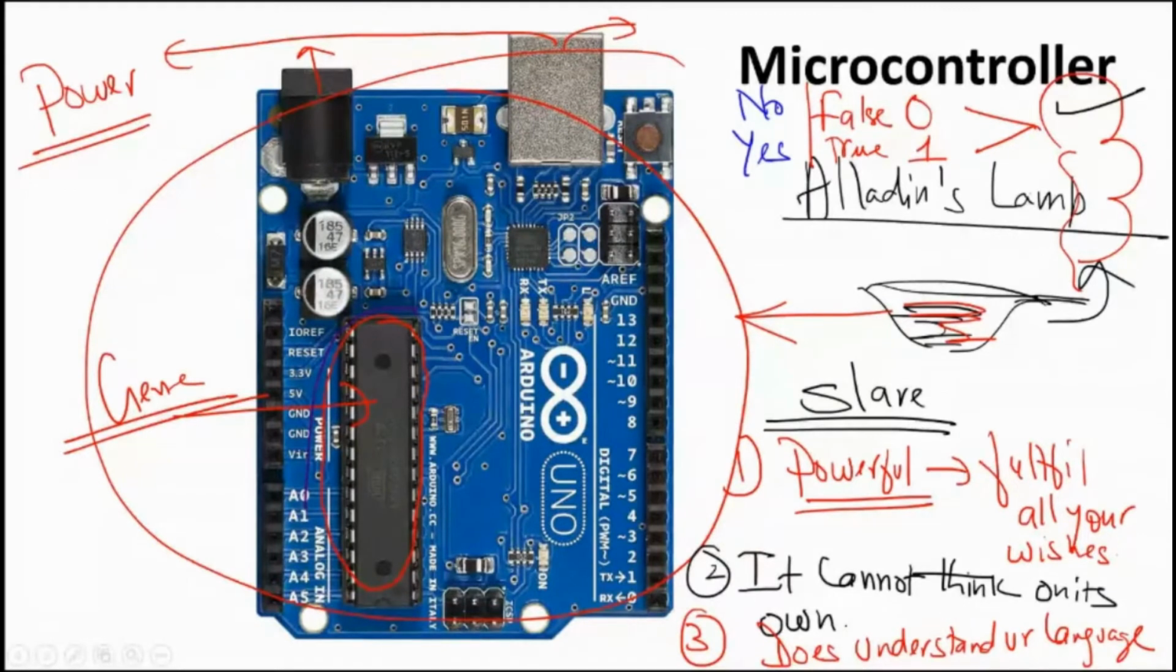A similar thing is applicable to this microcontroller. This microcontroller can understand only zeros and ones, binary language. So if you are planning to tell this microcontroller to do a certain activity in your own language, which you are very comfortable with, then there is a communication gap between you and this microcontroller. And naturally, you need to have a middleman between you and the microcontroller.